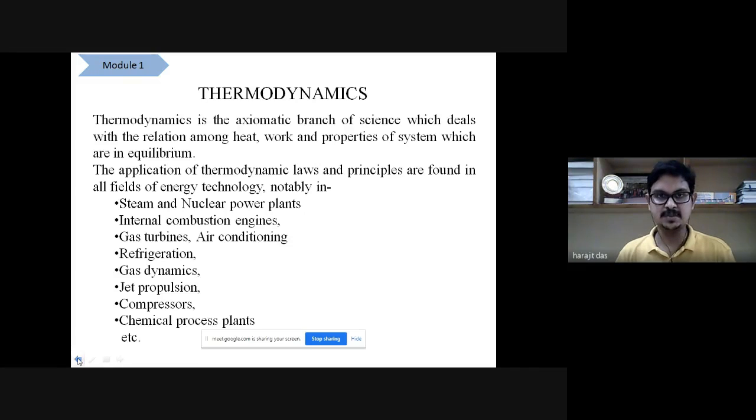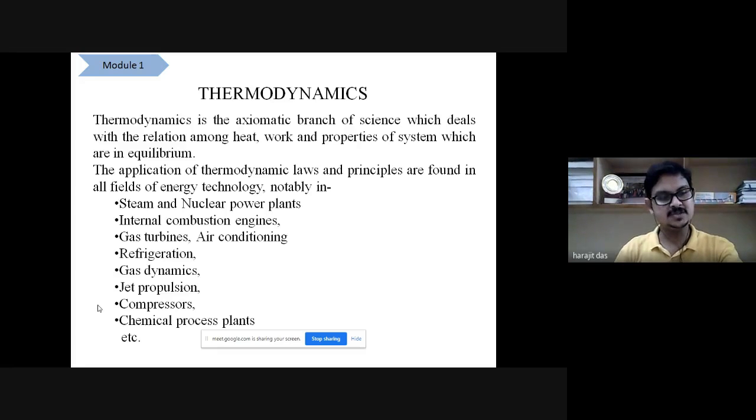Axiomatic branch means it is self-evident. All the happenings in thermodynamics can be experienced, so we don't need to create any hypothesis or any proof. As it is experienced and self-evident, this is called the axiomatic branch of science, and it deals basically with heat and work. Here the properties of the systems are studied when the systems are considered in equilibrium.